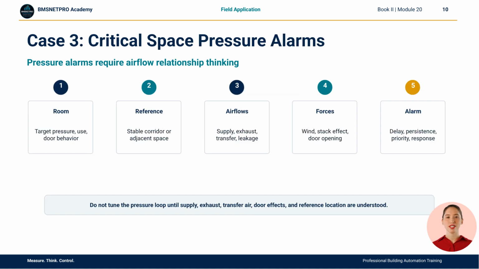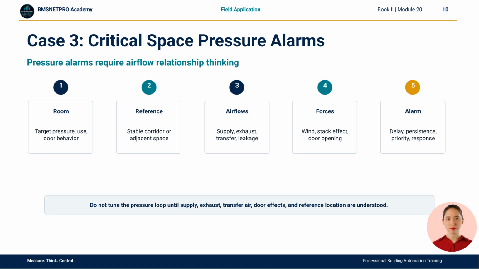Case 3 focuses on critical spaces such as isolation rooms, labs, clean rooms, pharmacies, operating rooms, and other pressure-controlled areas. A pressure alarm cannot be evaluated by the pressure number alone. We need to understand the room function, the reference location, the supply airflow, the exhaust or return airflow, transfer air, leakage, door position, wind, and stack effect.